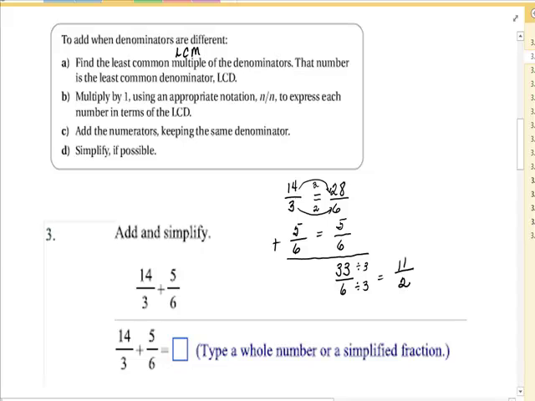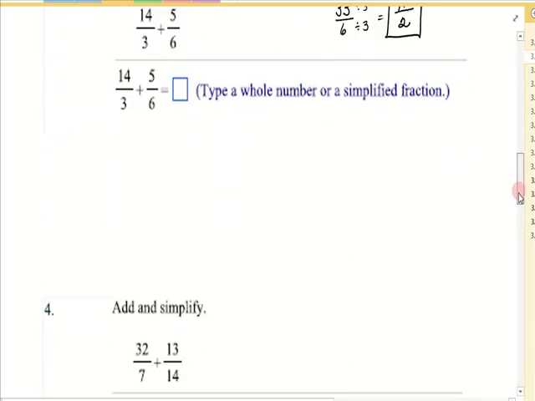That is not equal to a whole number. That is the finished answer. So I found the least common multiple of 3 and 6, which was 6. I built the new fraction, added the tops, reduced. All right, let's look at another one.